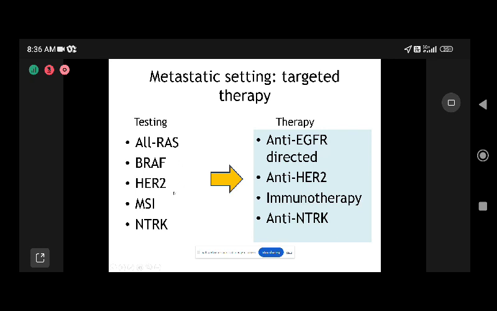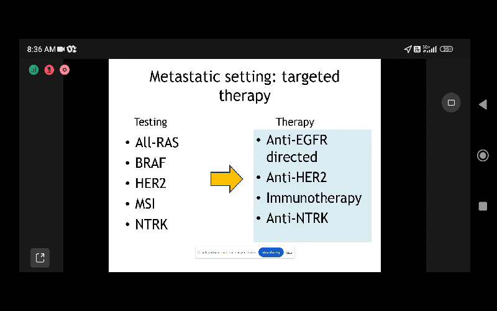HER2 testing is done to look for HER2 amplification, then anti-HER2 treatment can be given in a metastatic setting. If an MSI high tumor is there, then immunotherapy can be given in the metastatic setting. Usually there is a very low percentage of patients that you will find MSI high. But if it is MSI high, then immunotherapy has a good chance.